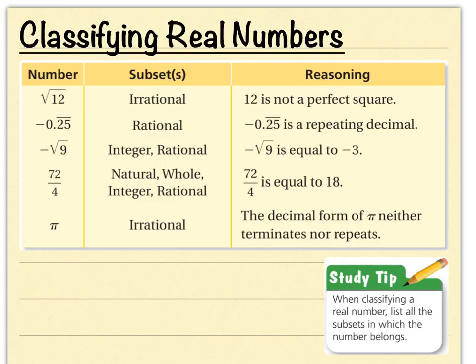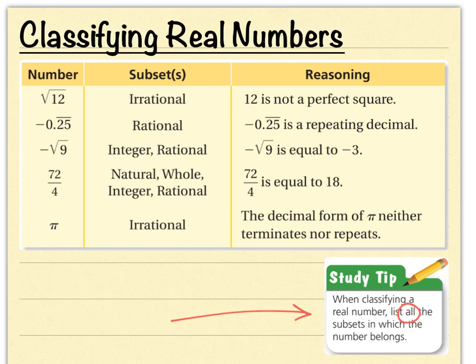So in this homework, we're going to have to look at different numbers and classify whether they are rational numbers, whether they're rational numbers and integers, whether they're rational numbers, integers, and whole numbers, rational numbers, integers, whole numbers, and natural numbers, or if they're just irrational. So one important thing to remember is when I'm classifying these numbers, I have to make sure I list all the subsets in which that number belongs.